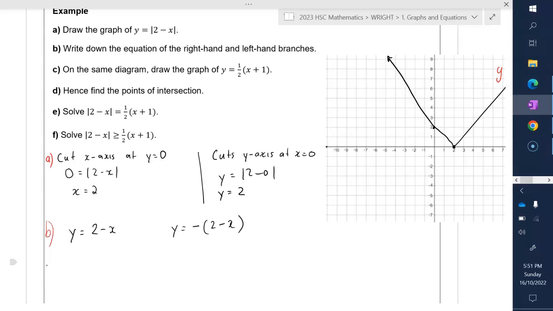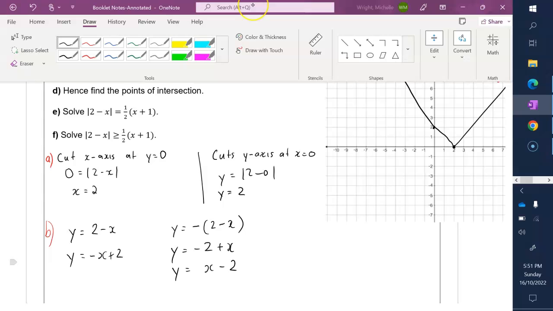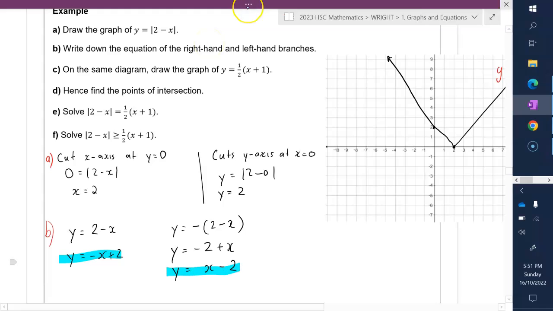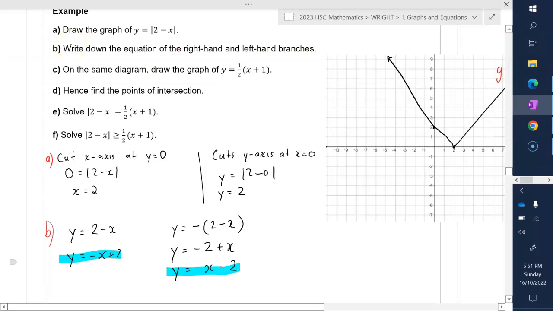I'm going to leave this as 2 minus x because we can't simplify this one. But if I have a look at this one over here, I end up with y is equal to minus 2 plus x. Let's neaten that up a little bit: y equals x minus 2. We might write the other one another way as well, getting the x out the front: minus x plus 2. Let's highlight those so we can see them nice and easy. They're the two possible solutions for our absolute value up here.